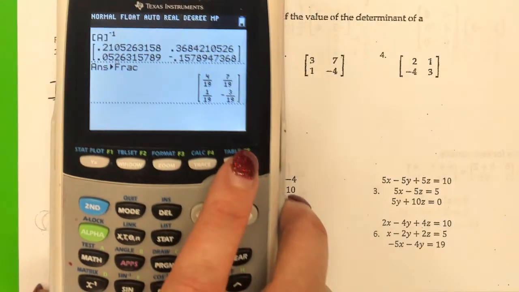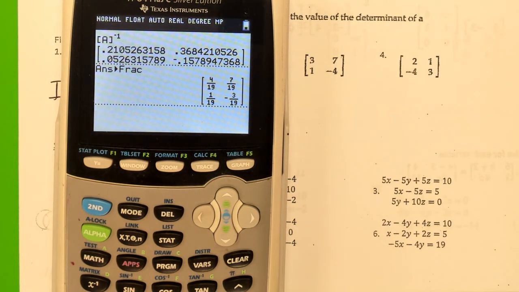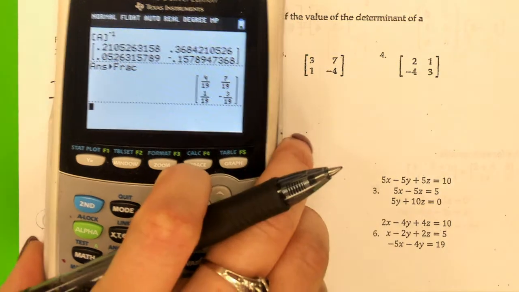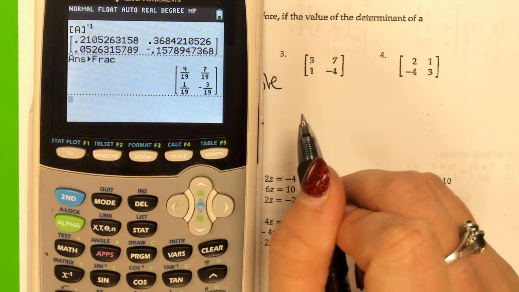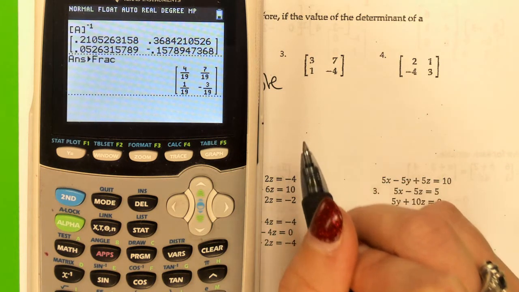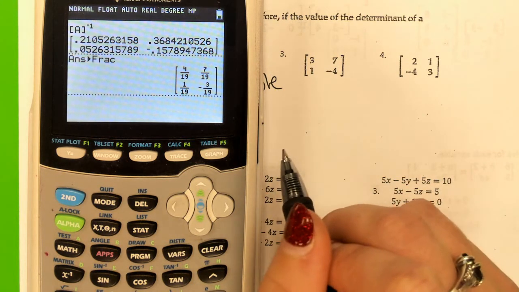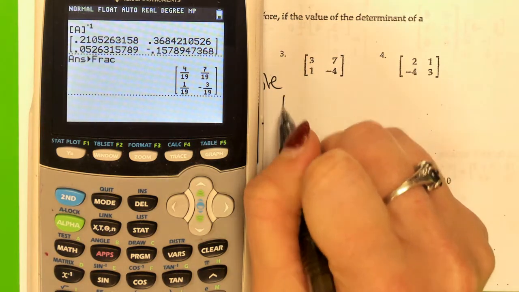All right, did y'all get that? 4 over 19, 7 over 19, 1 over 19, and -3 over 19? Yep. Okay. All right, here we go. Number 4. Try number 4. A lot of them are not very good. You can use decimals if they terminate. That's fine.